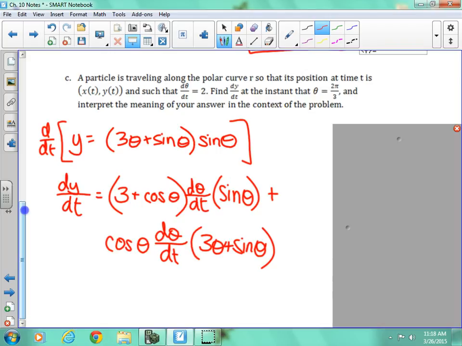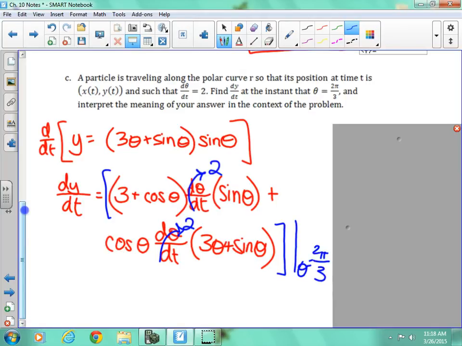Plug it in, right? Yes. So then I know what? d theta/dt. Okay, cool. d theta/dt is 2. And I know my theta is equal to 2 pi over 3. Right? I'm just plugging and chugging.